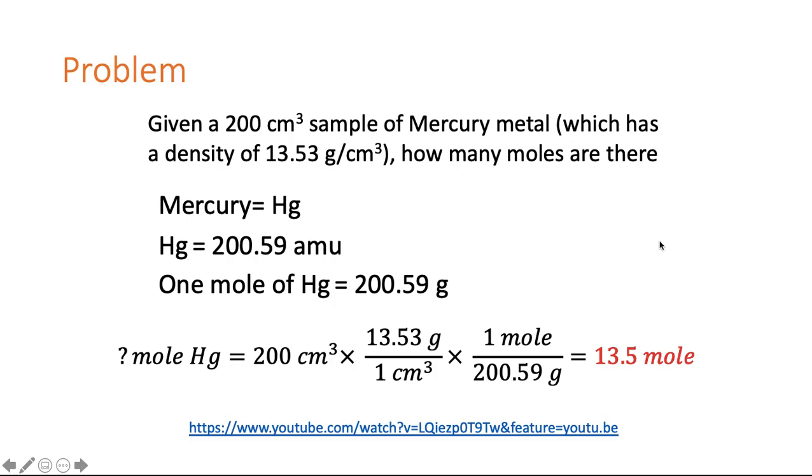And we will be doing a lot of these problems in class: how to convert from moles to grams and grams to moles, and how to calculate the molar mass of compounds. So if you have questions, please don't hesitate to ask. And this concludes the lecture for Chapter 2.